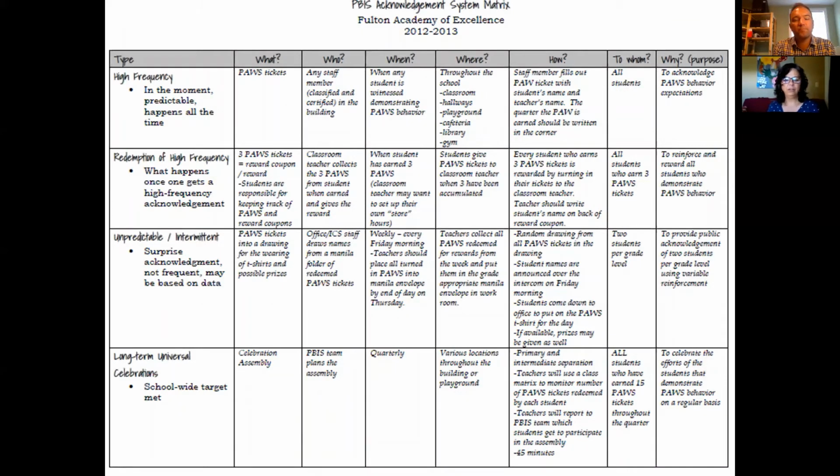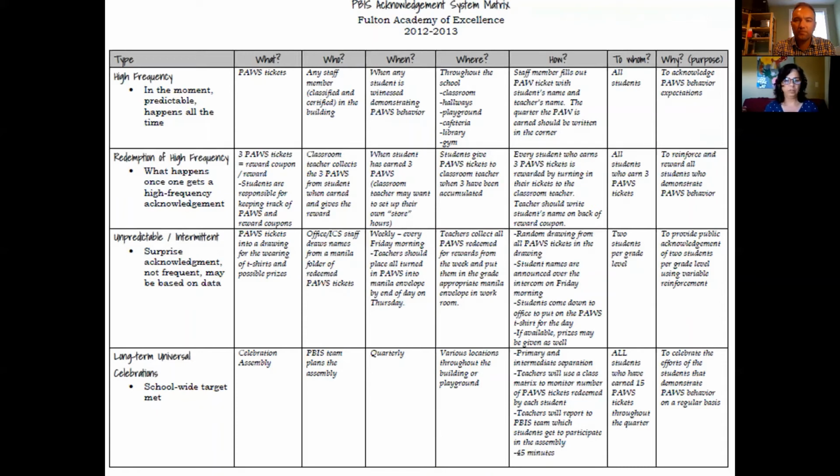Okay, so here's a really good example of taking the acknowledgement system and organizing it to ensure everybody knows what's going on. They've created documentation with instructions, and that's what we want teams to do. This one is a really good example from Fulton Academy. It's done in a matrix style, which is very PBIS. It shows the type of reinforcement. There are high frequency, intermittent, and long-term reinforcers on here.